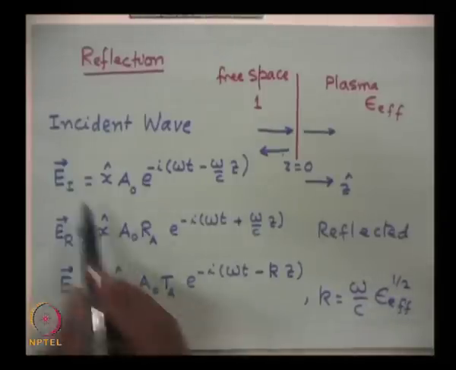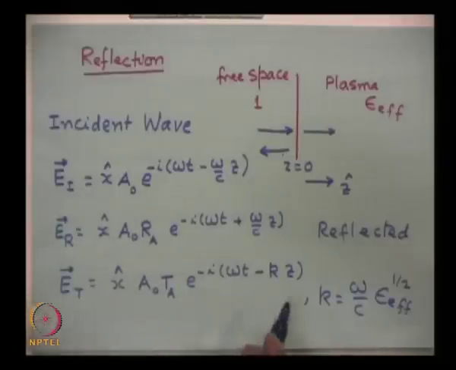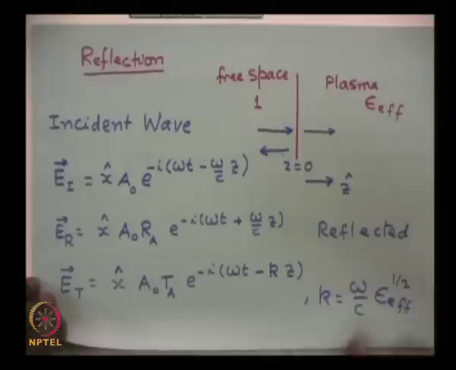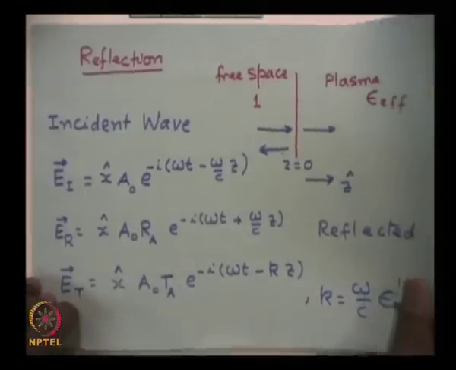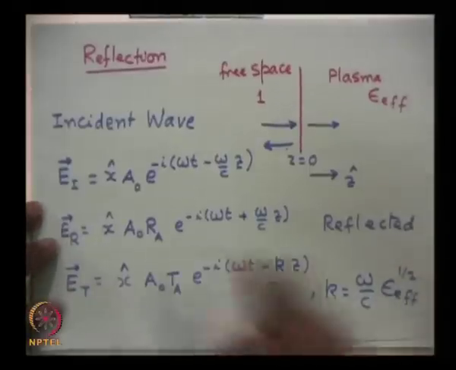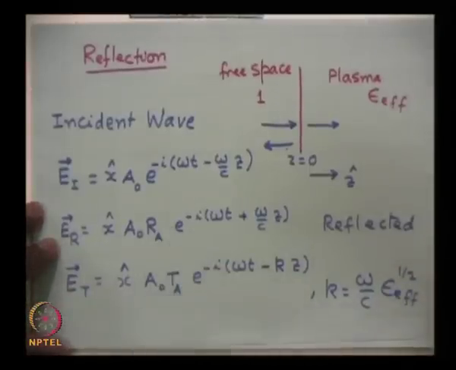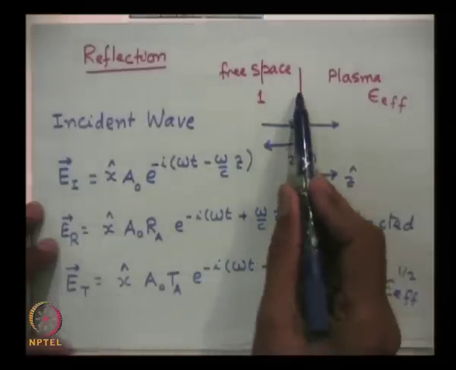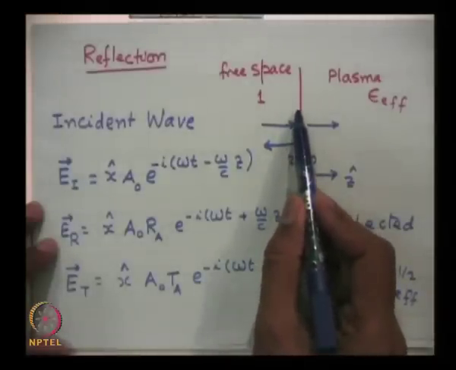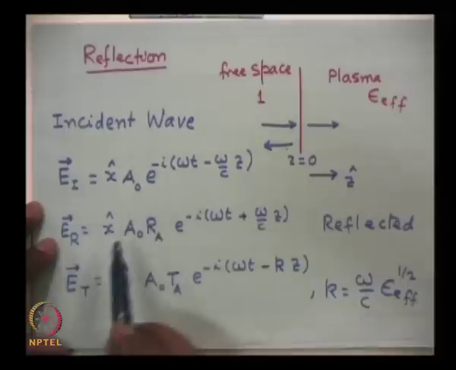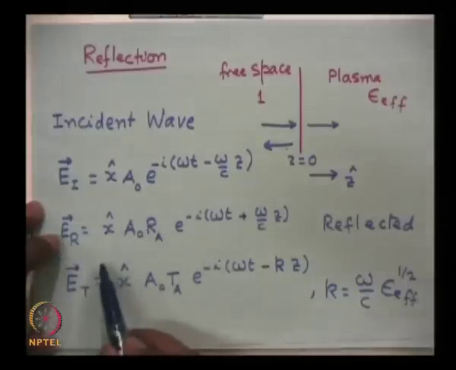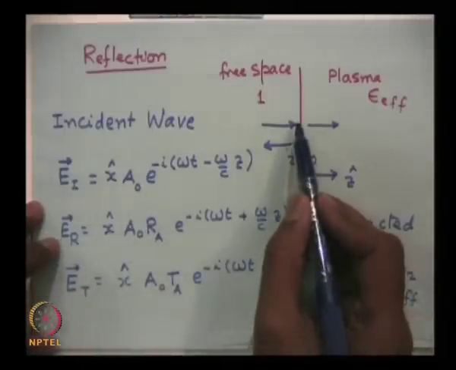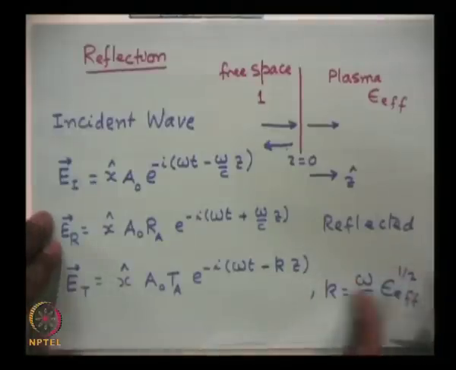So, now I know the fields, I must apply the continuity conditions. Well, there are two unknowns here, Ra and Ta. I require two boundary conditions. One boundary condition is that the tangential component of electric field must be equal on both sides, should be continuous, and second, the tangential component of magnetic field should also be continuous. So, let me apply these two boundary conditions.